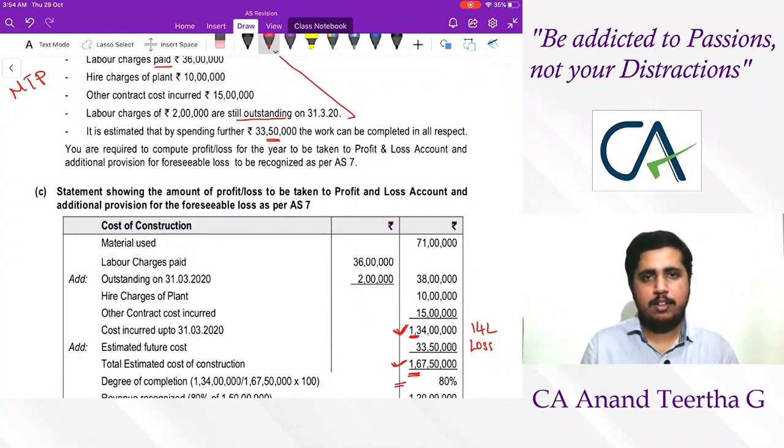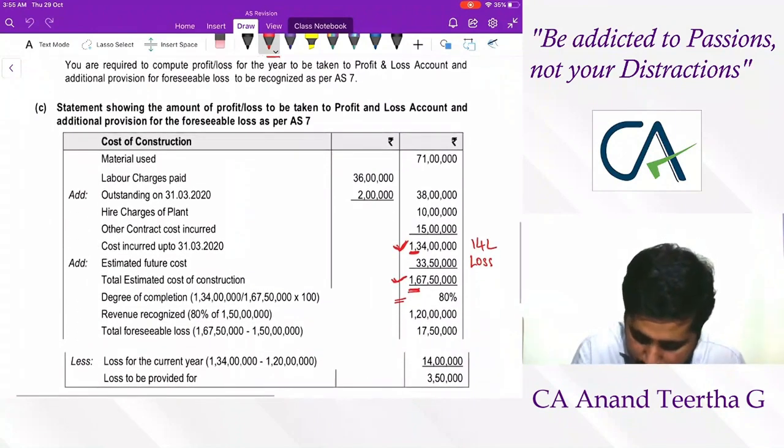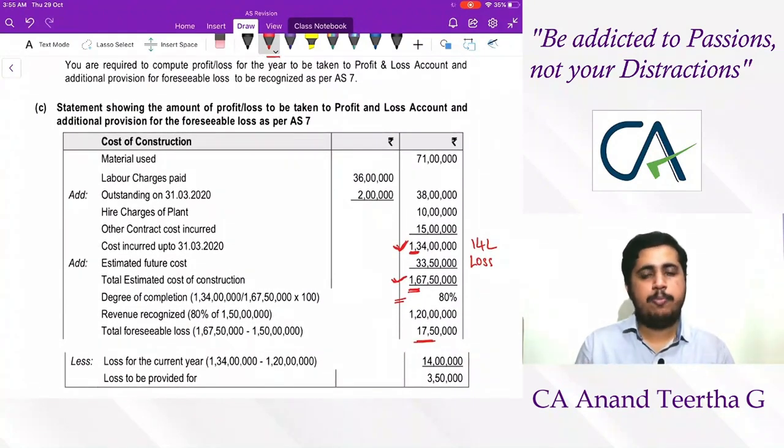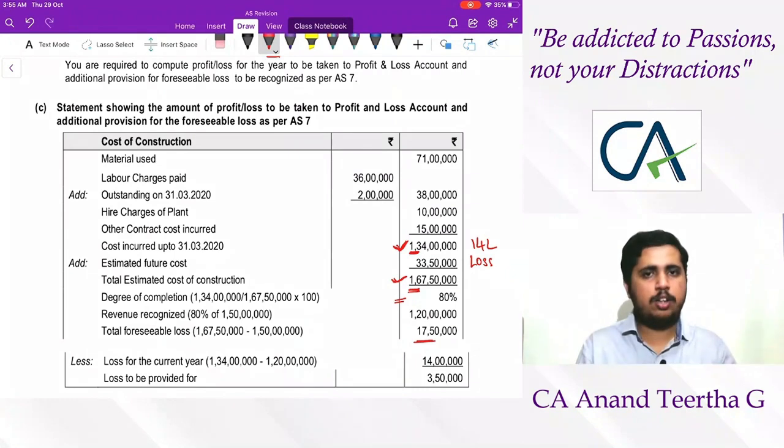Do we remember something? We saw that if at all there is expected loss, whenever total contract cost is more than total contract price, that will be called expected loss. How much is the expected loss here? 1 crore 67 lakh 50 minus 1 crore 50 lakh. How much overshot? 17 lakh 50,000. So that is the entire loss for the life of the contract. That much total loss you may incur.